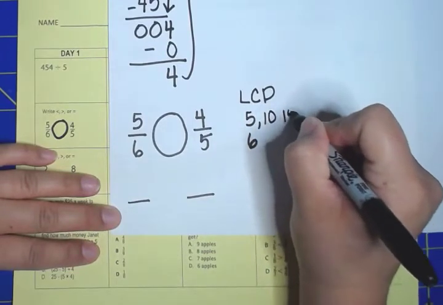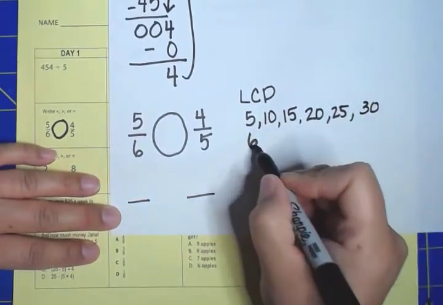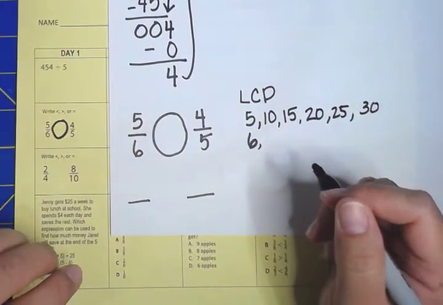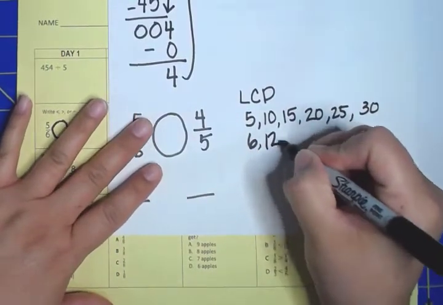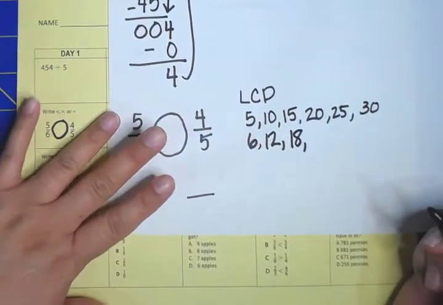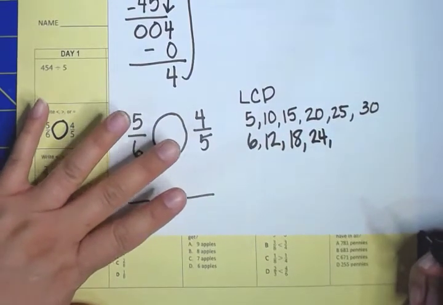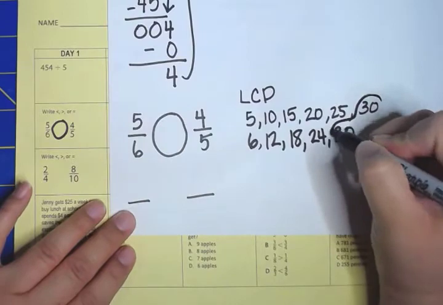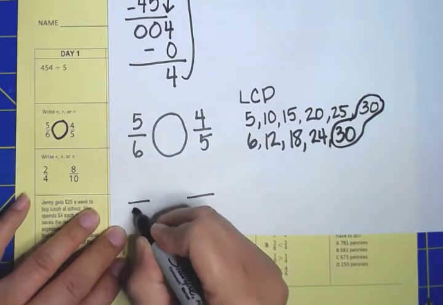5, 10, 15, 20, 25, 30. Now multiples of 6. 6. Now if you don't know your facts, then this is what you're going to have to count. 6, 7, 8, 9, 10, 11, 12, 13, 14, 15, 16, 17, 18, 19, 20, 21, 22, 23, 24, 25, 26, 27, 28, 29, 30. And I'm going to stop right there because I see that the lowest common denominator for 6 and 5 will be 30.